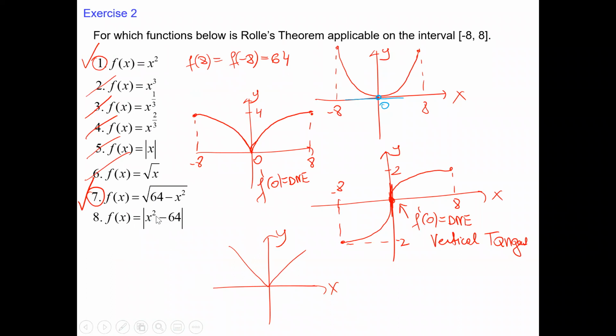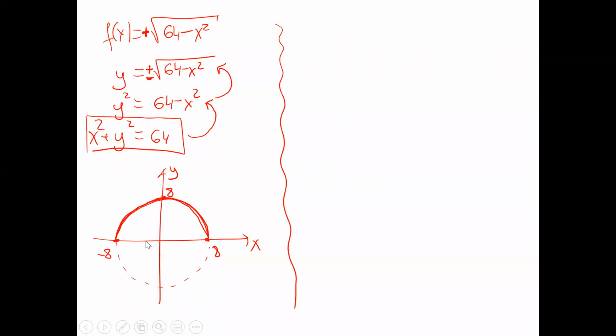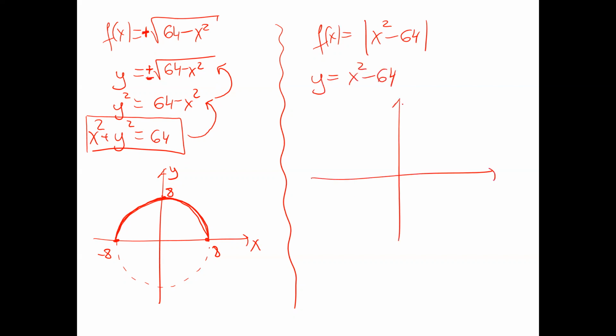X squared, quantity x squared minus 64, an absolute value of it. And that's interesting. Let's just double check if we know how to draw this function. When we place the absolute value of the entire value, what's happened? Let's consider this function. Parabola shifted 64 units down. Maybe it's not really, but this is 64.